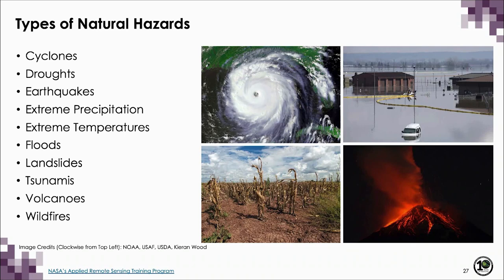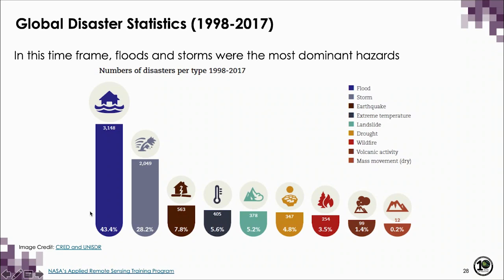Here are some of the natural hazards: cyclones, droughts, earthquakes, extreme precipitation and temperature, floods, landslides, tsunamis, volcanoes, and wildfires. If you look at this UN statistical chart from 1998 to 2017, it shows the number of disasters that occurred in this time frame. Floods are 43.4%, followed by storms at 28.2%, and then earthquake, extreme temperature, landslide, drought, wildfire, volcanic activities, and mass movement. As you can see, floods and storms dominated the number of disasters during this time frame.